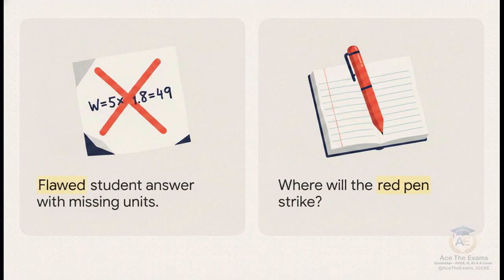See it? First, look at the missing units halfway through the calculation. And worse, notice the premature rounding of the gravitational field strength. In Cambridge 9702, using 9.8 instead of 9.81 meters per second squared is a fatal flaw. It will cost you accuracy marks immediately.